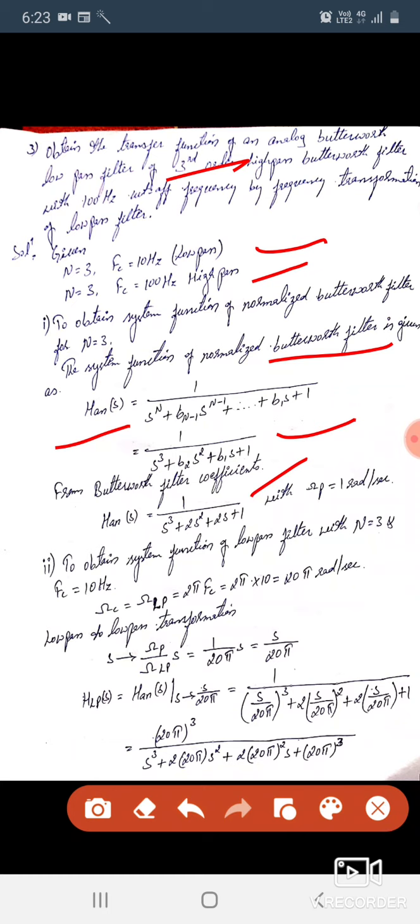For the Butterworth filter coefficients, the order is going to be 3, so the polynomial is S cubed plus 2S squared plus 2S plus 1. Omega p is given as 1 radian per second. If it is not given, we have to take it like that. To obtain the system function for n equals 3 and fc equal to 10 Hz.